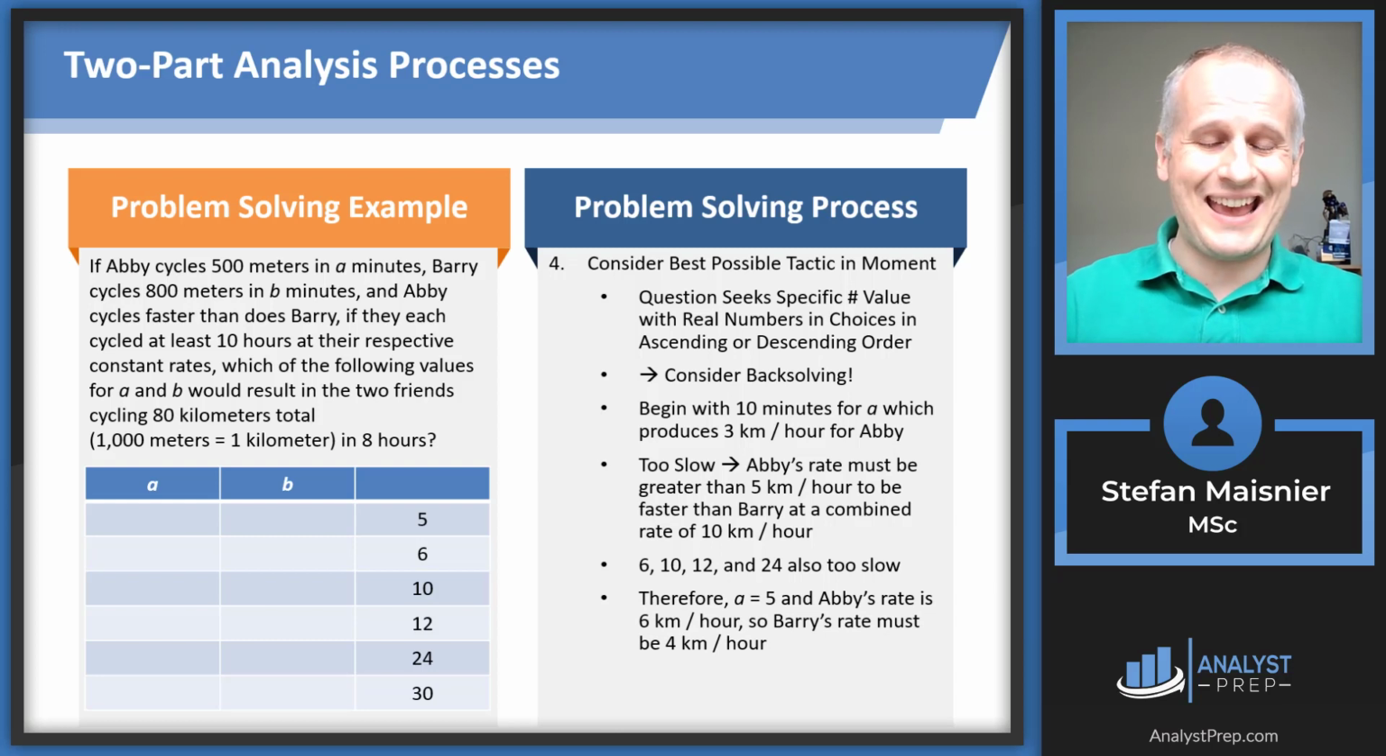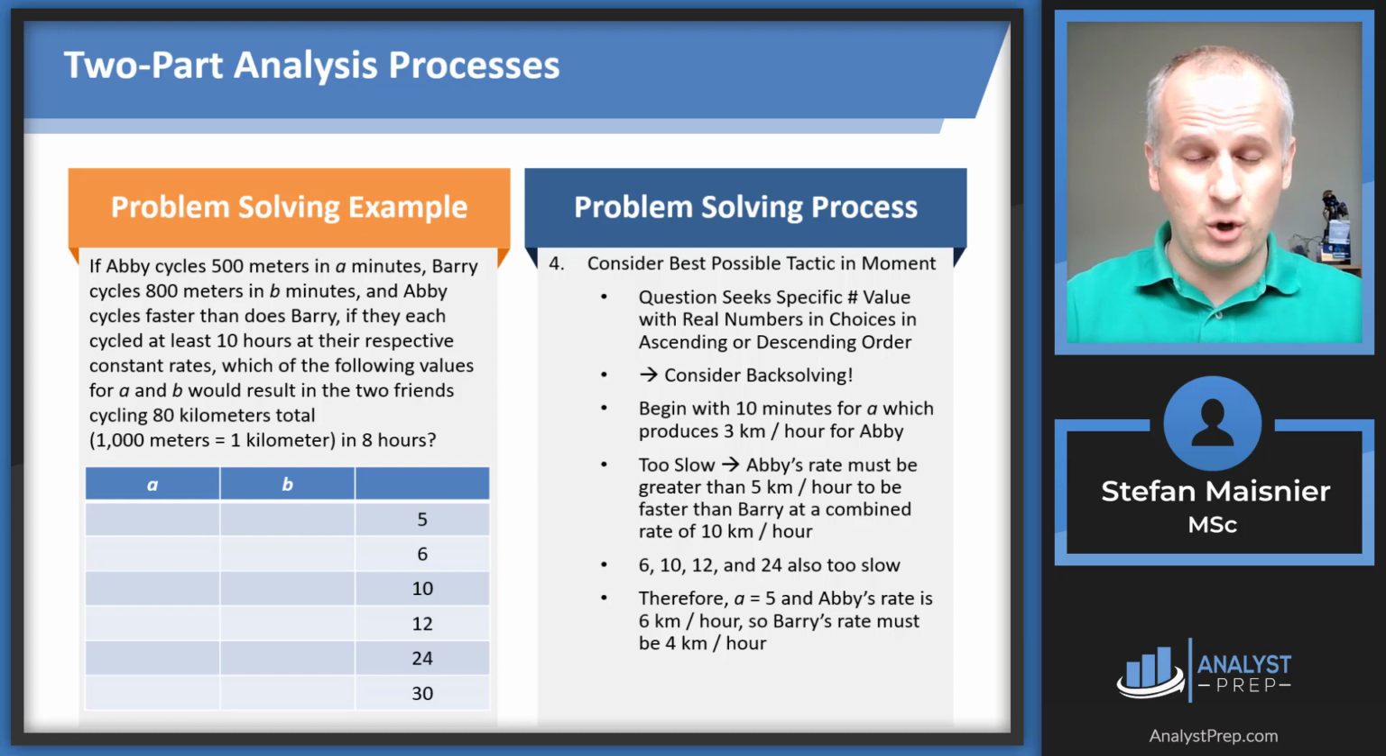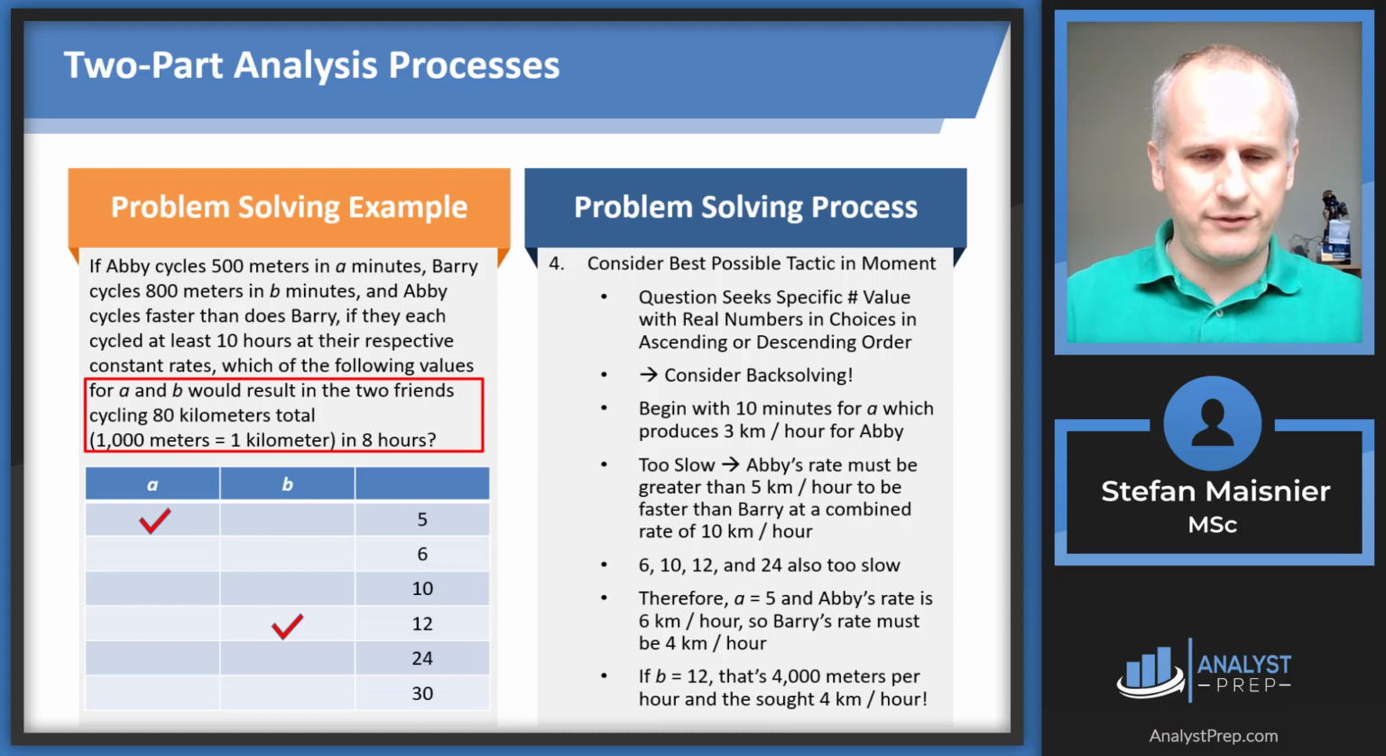And so therefore, A can only be 5 minutes for 500 meters, which would then be 10 minutes for a kilometer, which, because 60 is 6 times 10, would mean a 6 kilometer per hour rate for Abby. And therefore, Barry has to produce a rate of 4 kilometers per hour. And we know one of the answer choices has to allow that as well. So if we then test out Barry's choices, we know that if Barry goes exactly 12 minutes for 800 meters, that means that he would produce 4,000 meters per hour, 4 kilometers an hour, and therefore our answers are Abby cycles 500 meters in 5 minutes and Barry cycles 800 meters in 12 minutes.